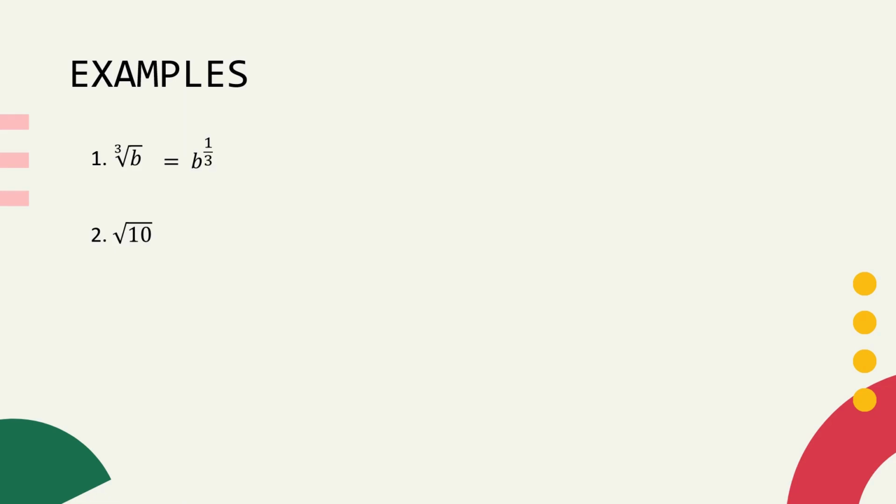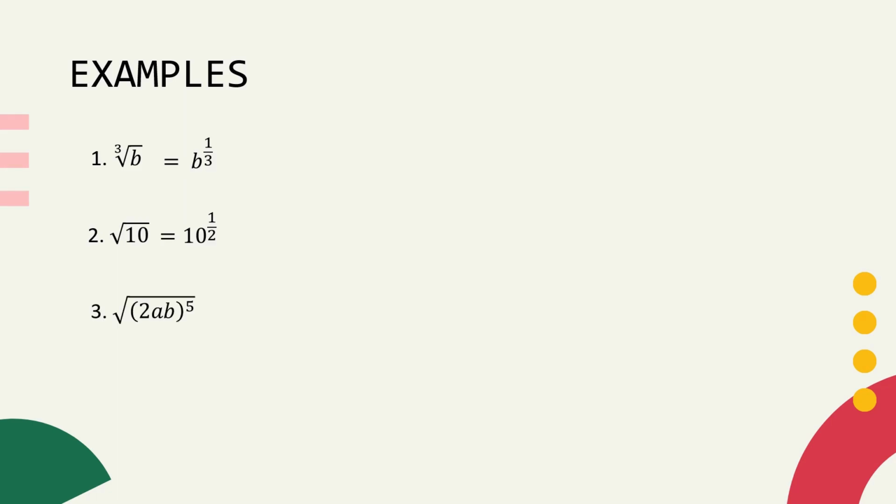Next, we have square root of 10. What is the index of square root of 10? It is 2. Therefore, 2 is the denominator of our rational exponent. How about the power of 10? The power of 10 is 1. Therefore, the numerator of the rational exponent is 1. So if we convert square root of 10 into an expression with rational exponent, this will become 10 raised to 1/2.